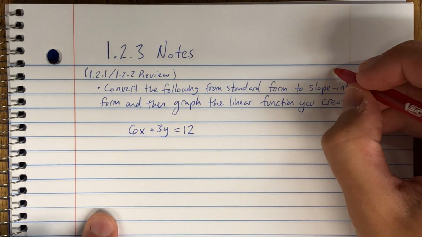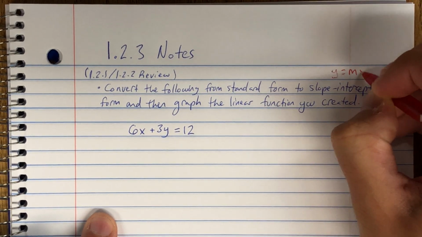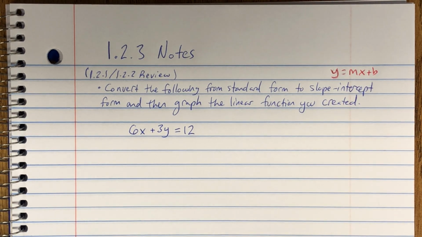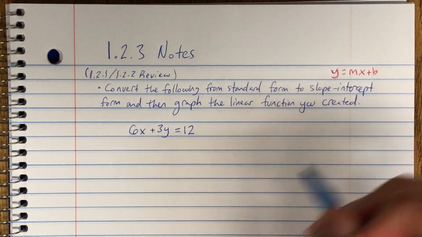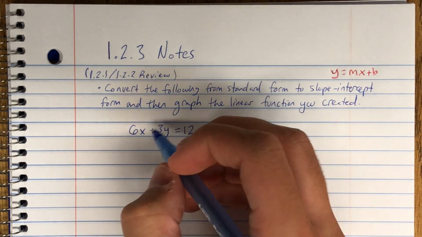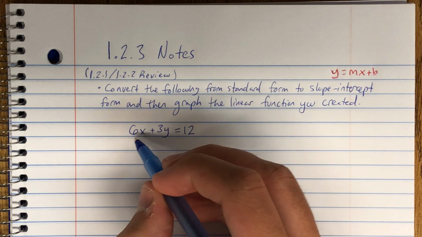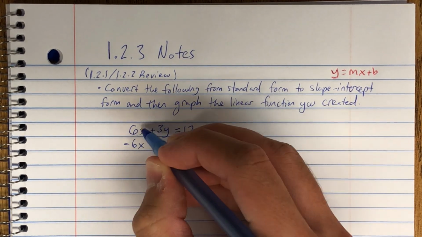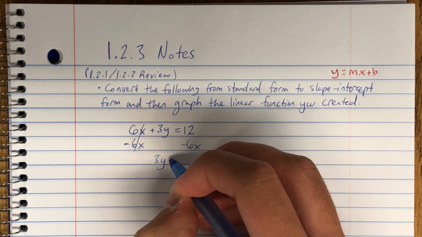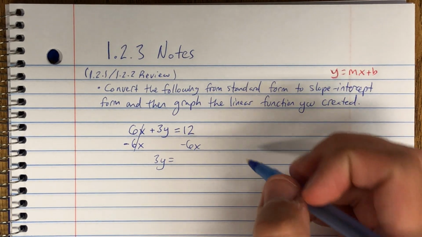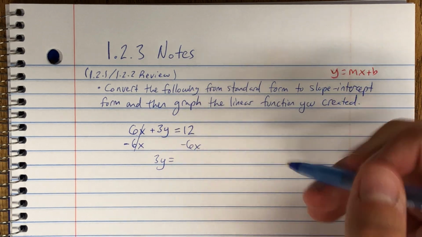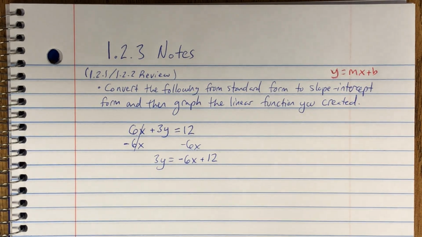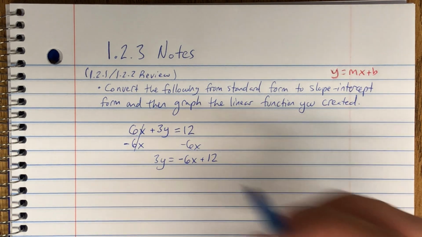So slope-intercept form, remember, y equals mx plus b. So to convert to slope-intercept form, we want to get y by itself. So let's start by doing that. That means we need to get rid of this 6x. So we cancel a positive 6x with a negative 6x. That gives us 3y equals 12 minus 6x. These are not like terms because one has an x and another doesn't, so this does not combine to 6 or anything. So we just get negative 6x plus 12.